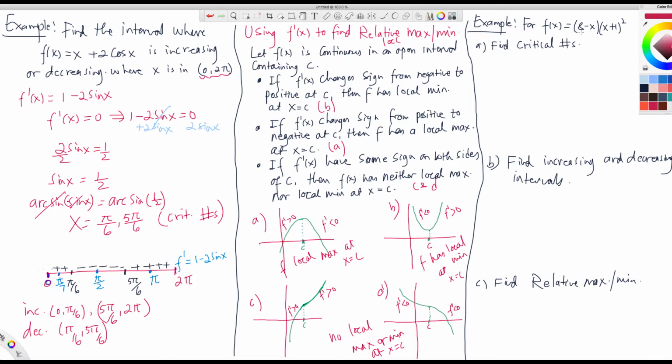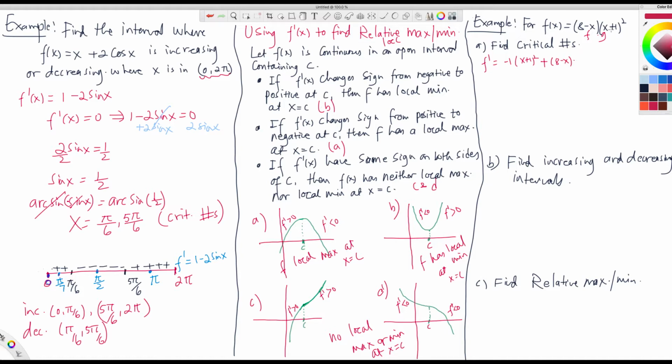Let f(x) equal 8 minus x times (x plus 1) squared. Find the critical numbers. How do I find the critical numbers? You find the derivative and set it equal to 0, or find where the first derivative is not defined. How do I find the derivative here? It is like f times g, right? How do you find the derivative of a product? f prime equals the derivative of f, which is negative 1, times g, which is (x plus 1) squared, and then plus f, which is 8 minus x, times the derivative of g.